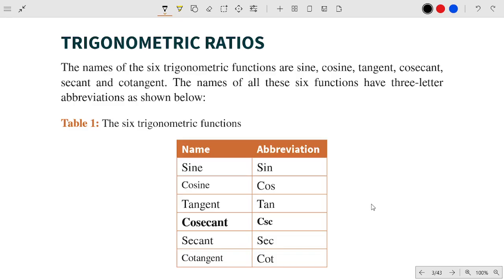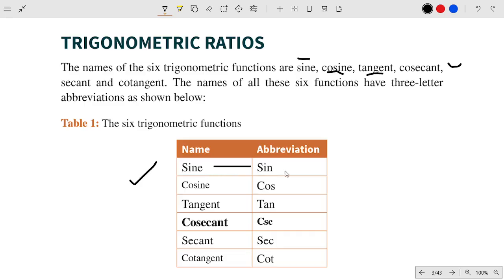Today our focus is going to be on trigonometric ratios. The names of the 6 trigonometric functions are the sine, the cosine, the tangent, and we have the cosecant, the secant, and the cotangent. Now, the names of all these 6 functions have 3-lettered abbreviations as shown in the table below. So let's look at the table.